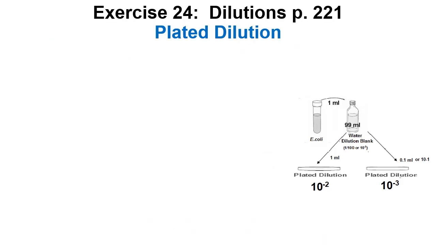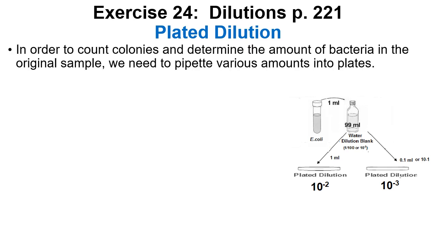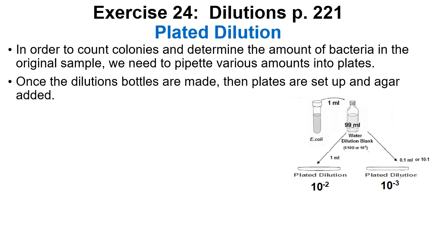Exercise 24, dilutions, page 221. Plated dilution. It's fine if the dilution is in the water bottle, but that's not going to give us numbers that we can actually see. So step 2, after we've done our dilution, is to take the dilution and pipette varying amounts into plates. In order to count colonies and determine the amount of bacteria in the original sample, we need to pipette various amounts into plates. Once the dilutions are made, then plates are set up and agar is added.